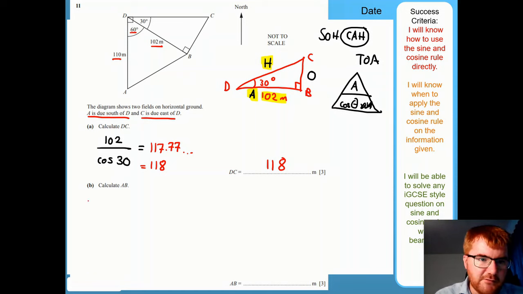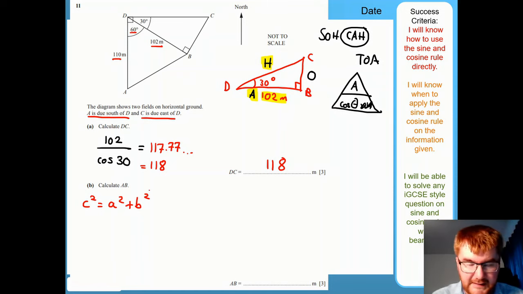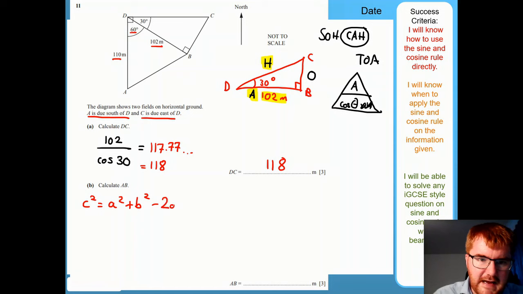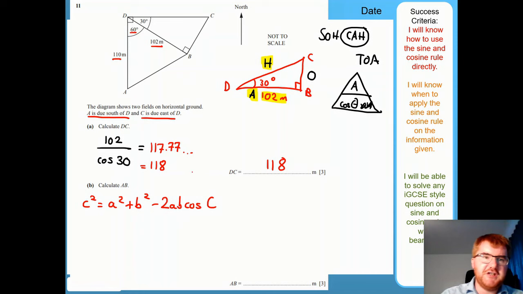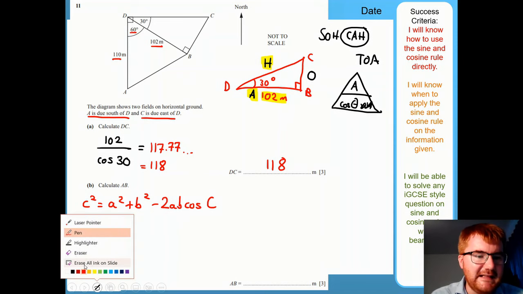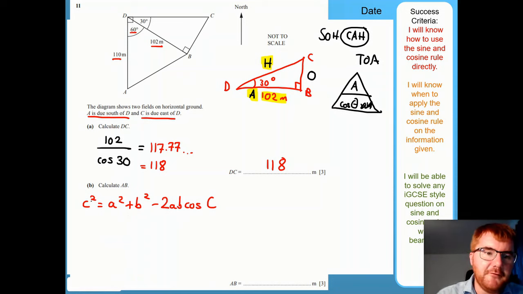Now, the cosine rule, to remind you from the formula sheet, is c squared equals a squared plus b squared, so Pythagoras basically, minus 2ab cos C. And this is, of course, on your formula sheet. What we're going to do now is label those sides. So let's use a different color here. The side we're looking for is going to be the small c. The angle is going to be big C opposite. The other sides don't really matter here, but small a and small b.